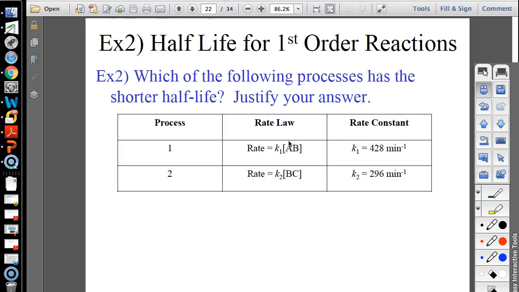Okay, so which one would have a shorter half-life and why? I need a justification. Ken.